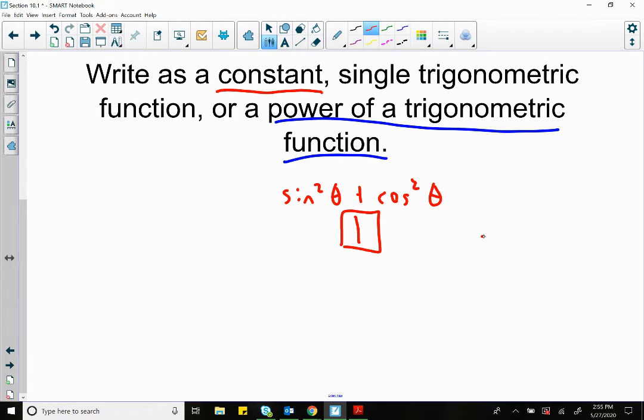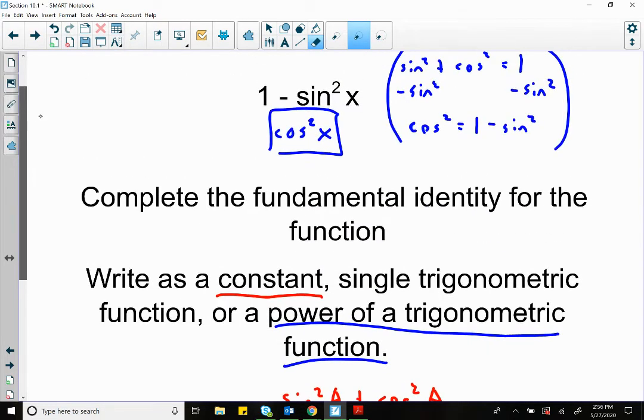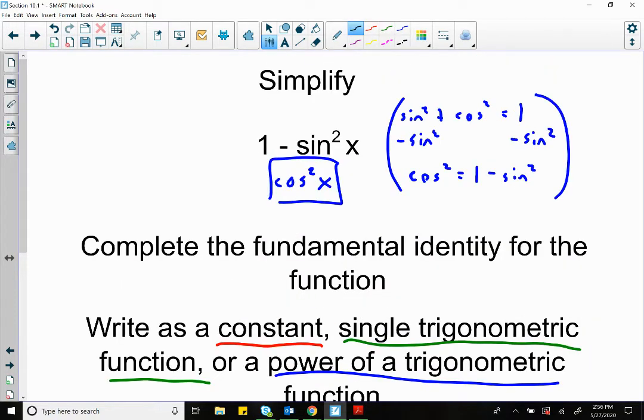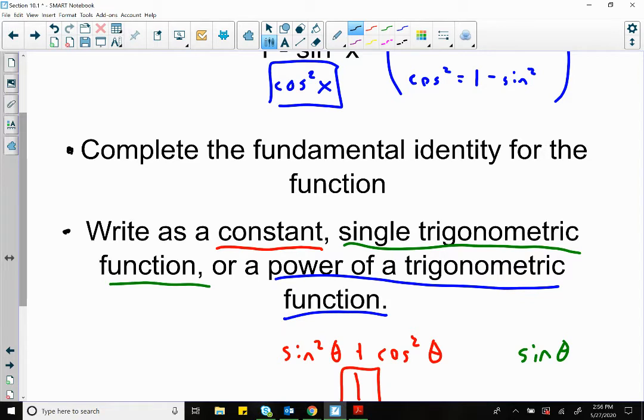Okay? And any trig function that doesn't have a power is what they call the single trig function. Okay? So, like, say your answer came out to be just sine theta. That's what we mean by a single trigonometric function. All right? So these are 3 ways the directions are going to come at you. They might say simplify. They might say complete the fundamental identity for the function. Or they might say write as a constant, single trigonometric function, or a power of a trigonometric function.